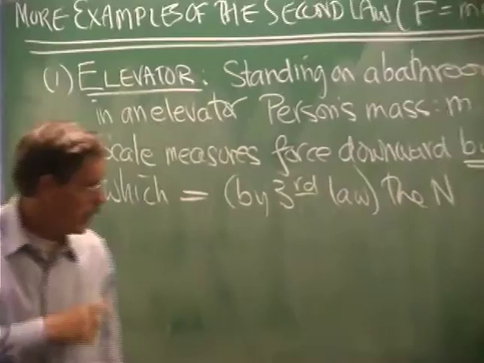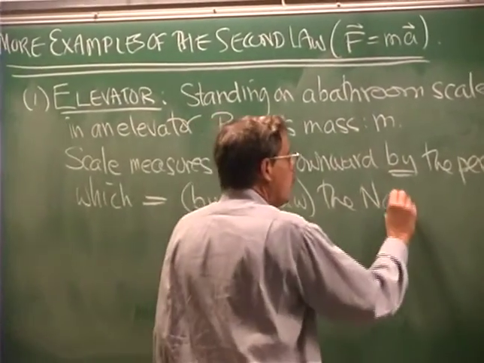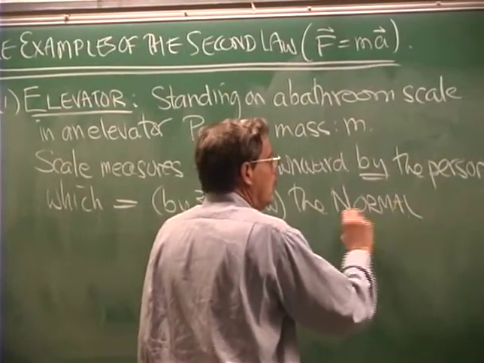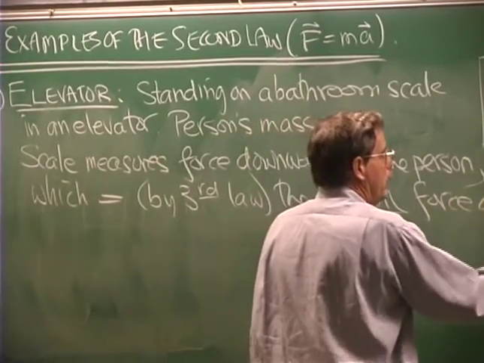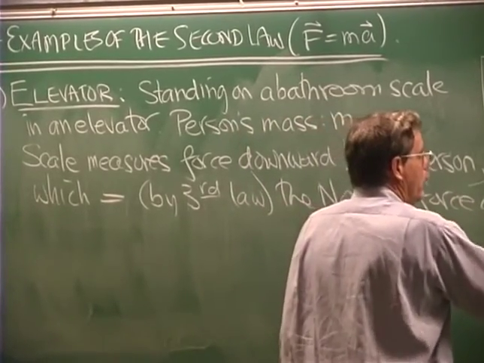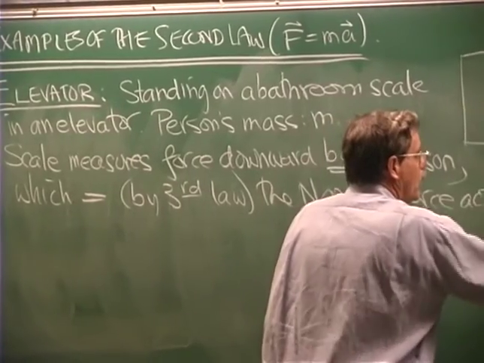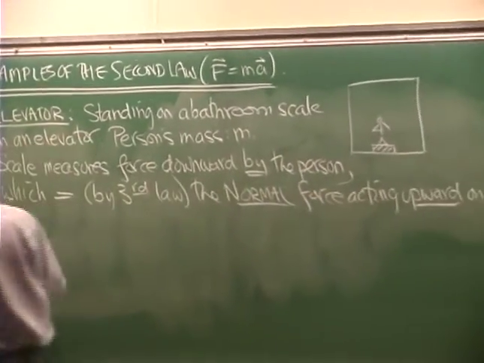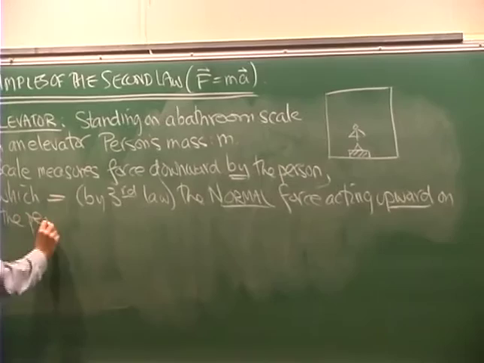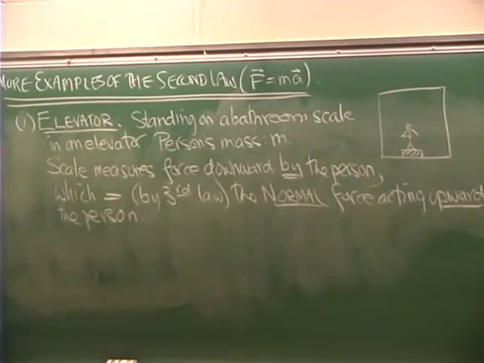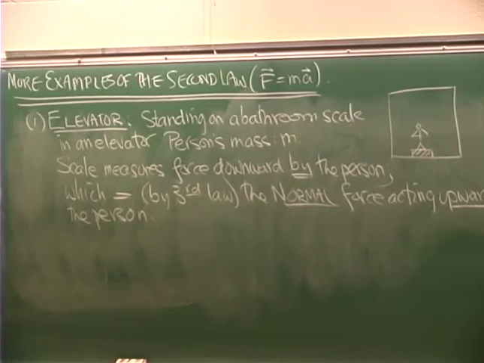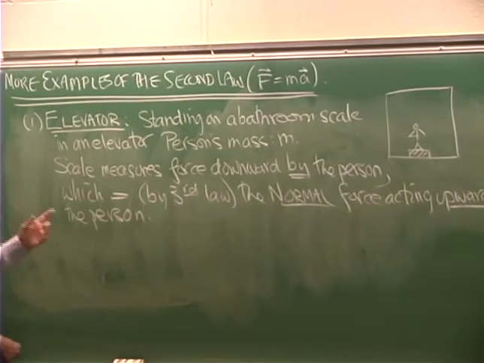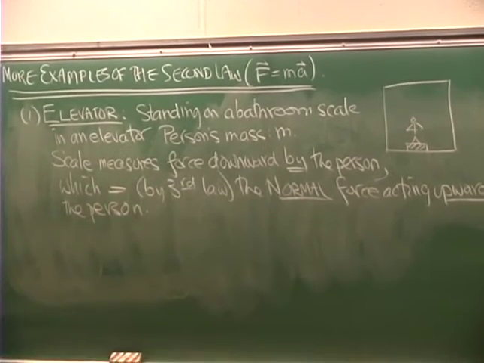That's the way to get it. You get your hooks in this problem. The normal force: the person exerts a force downward on the scale, and the scale exerts an equal and opposite normal force upward on the person, and that's what the scale is going to read.